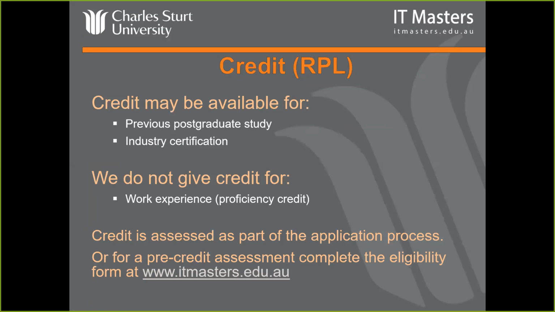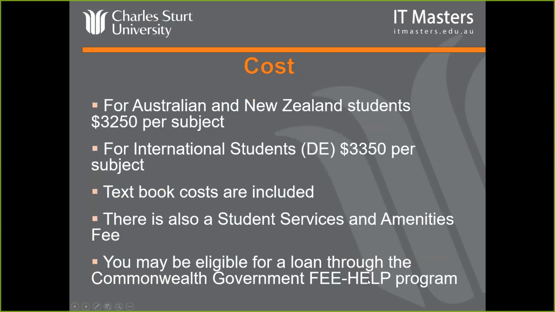So if you do have other postgraduate study in a similar area, but perhaps more relevantly, industry certifications, CISSP, for example, Certified Ethical Hacker, other industry certifications relevant to the area, we'll look at those. You may get credit. You can, once again, do a pre-credit assessment by completing the eligibility form at the IT Masters website. Also happy for you to contact me if you have any questions about credit, or Neil McCosh. I'll put our details up at the end of the presentation.